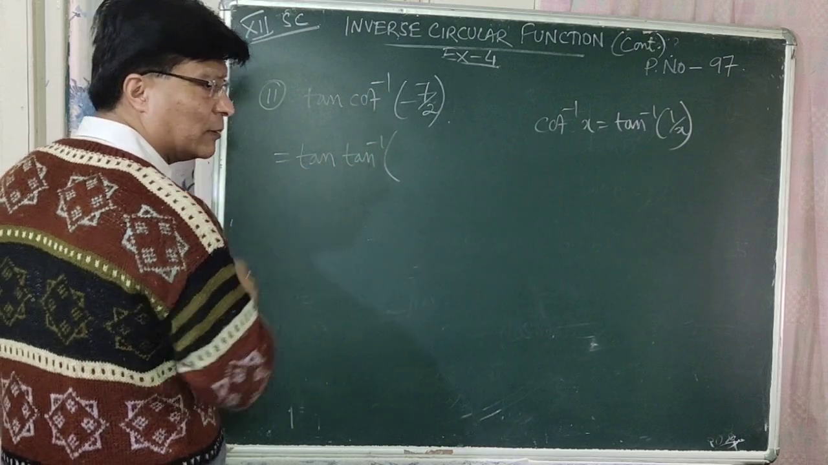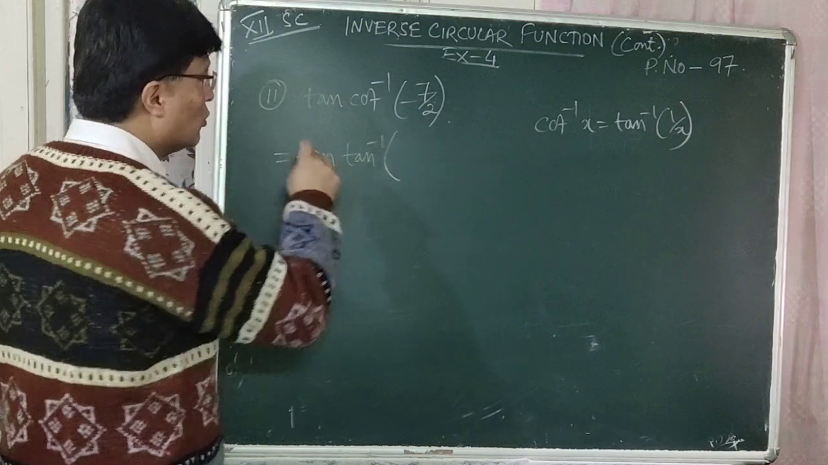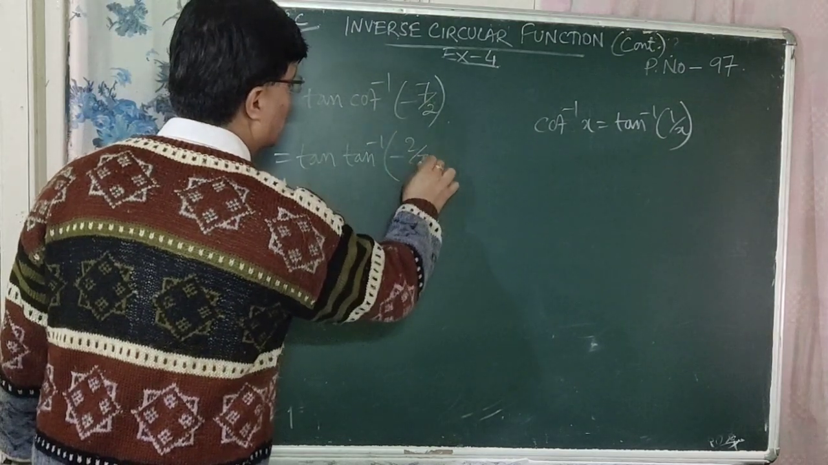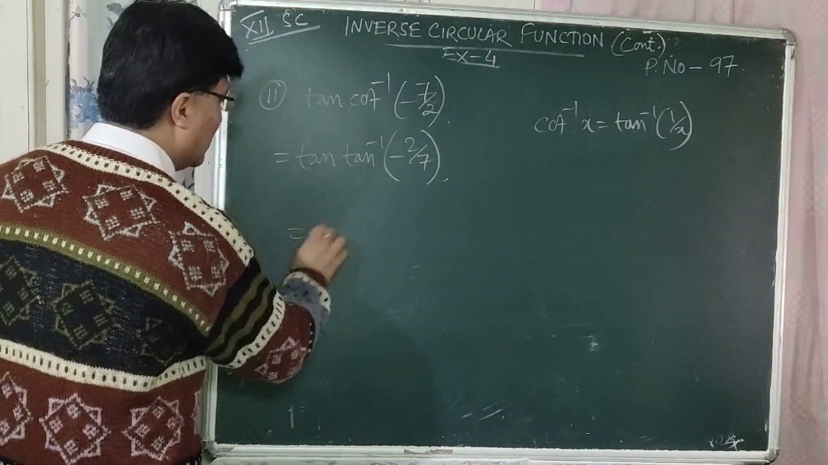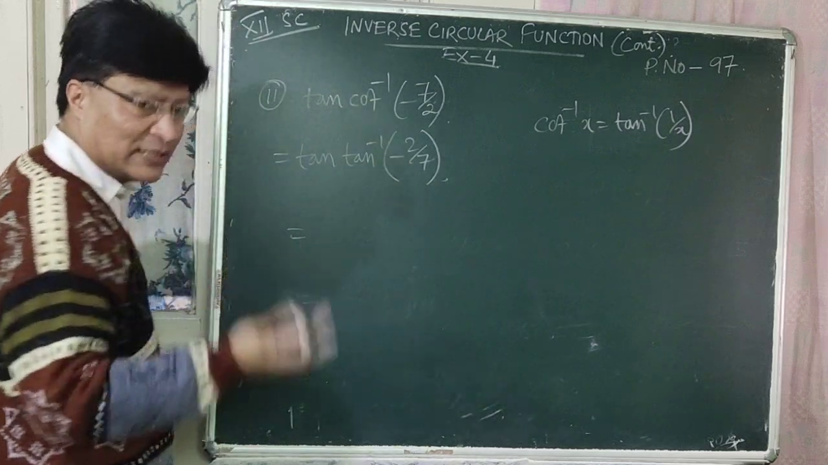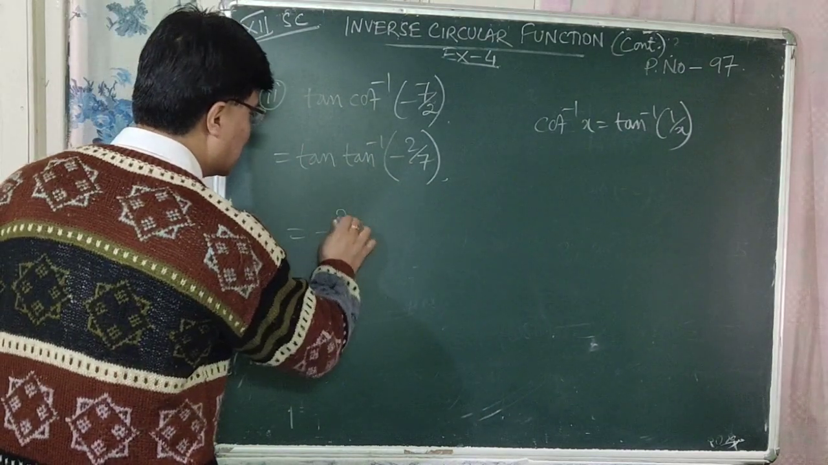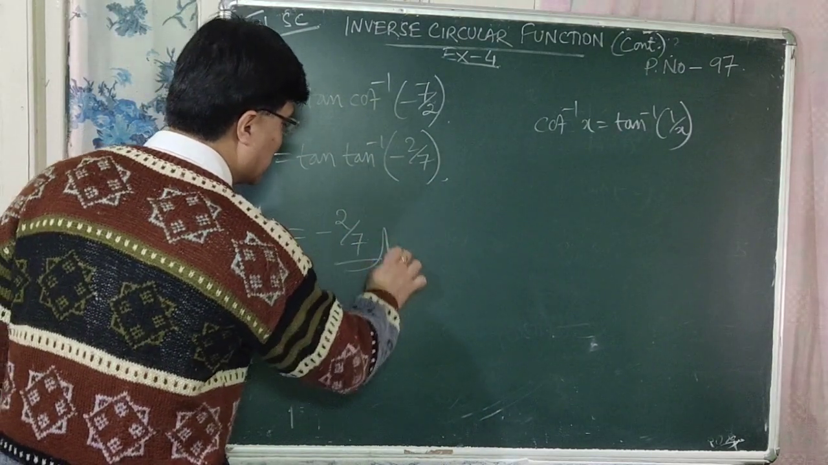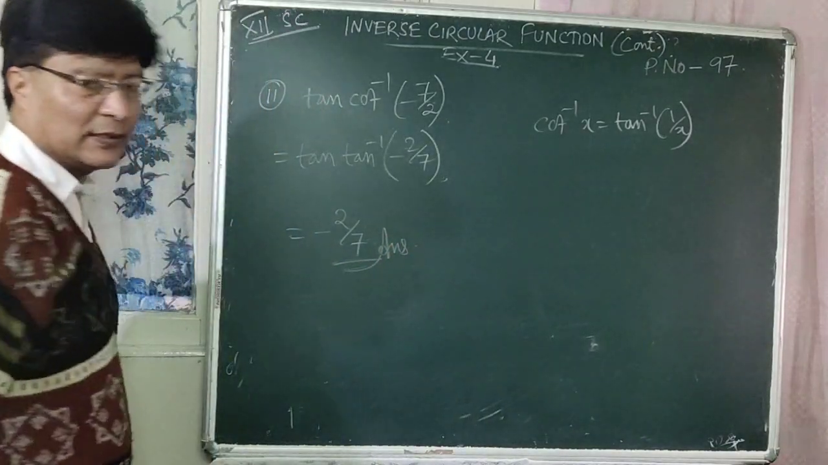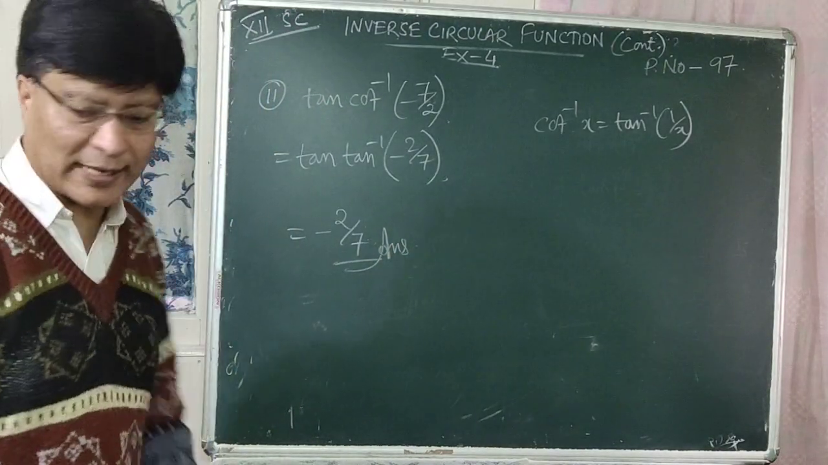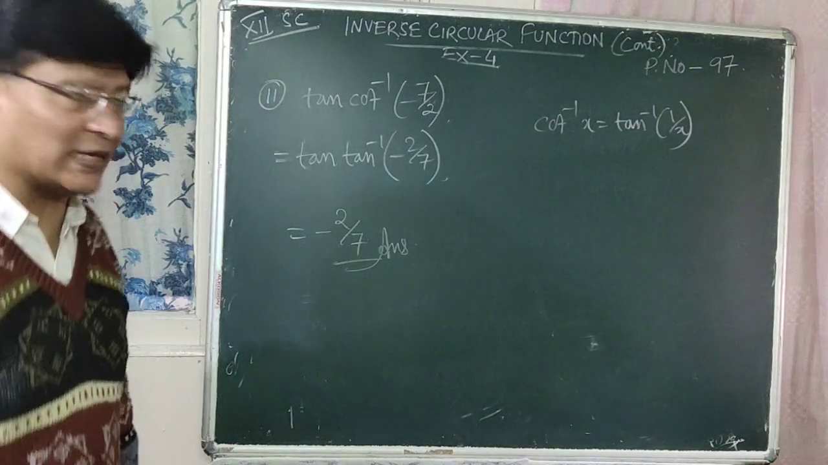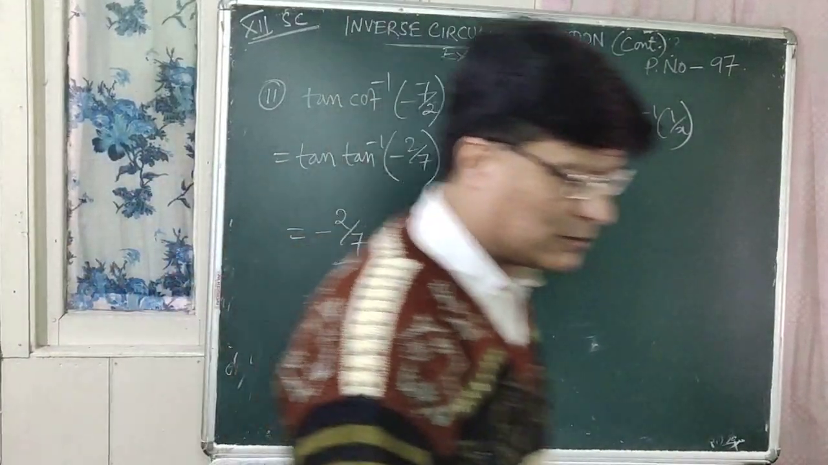Making the bottom go up and the top go down, what do we get? Minus 2 by 7. What is tan inverse theta, theta. But in this case it is minus 2 by 7. Is that right? Is that clear? So this is the answer, minus 2 by 7, right? Copy it.